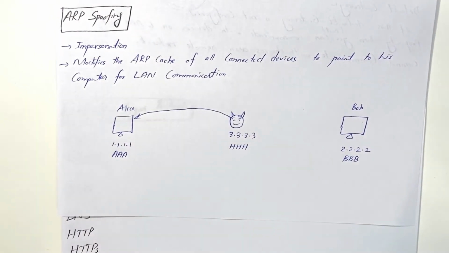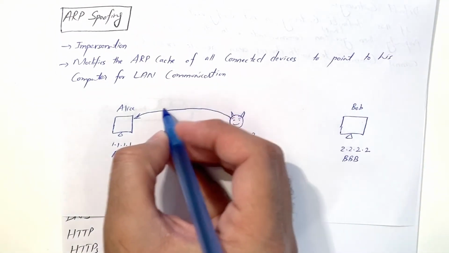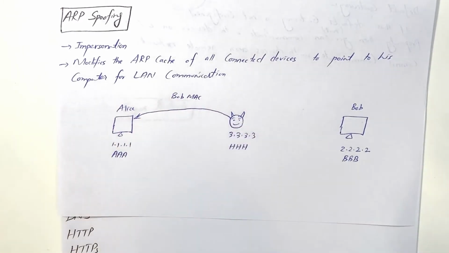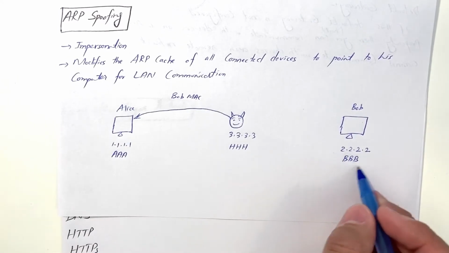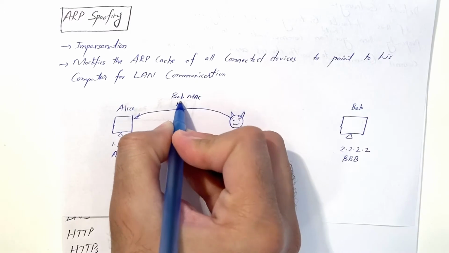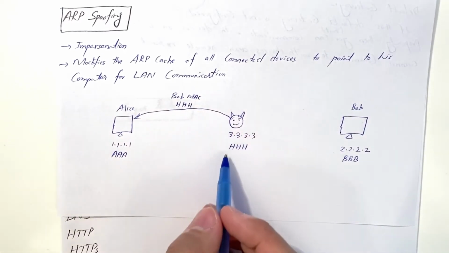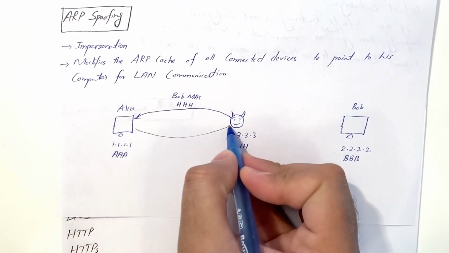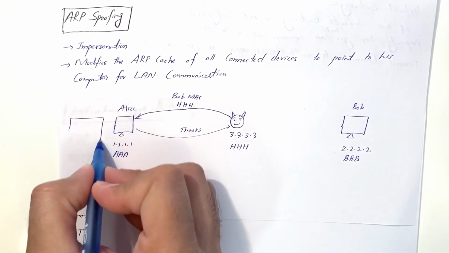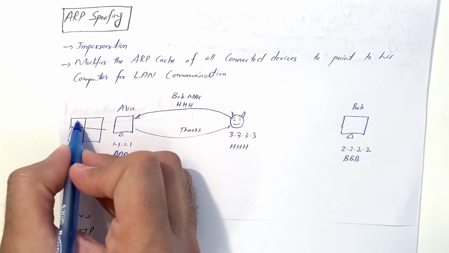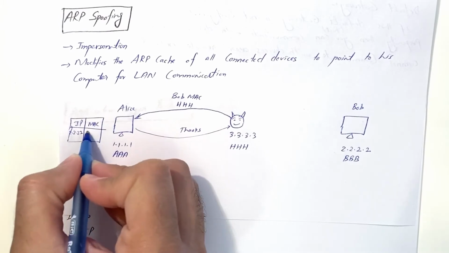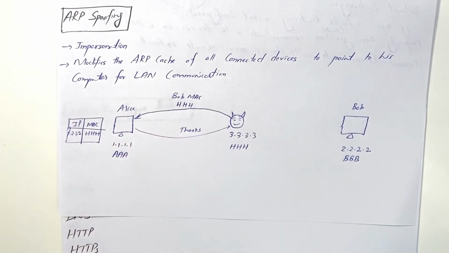The attacker will reach out to Alice and say, hey Alice, do you know Bob? Bob's MAC address is, the new Bob's MAC address, the previous Bob is gone, the guy who has the BBB, he's gone. The new Bob's MAC address is HHH, which is basically his MAC address. Alice will respond back to the hacker, say thanks. And now she will update the ARP cache: IP address is again 2.2.2.2, but MAC address is going to be HHH for Bob.